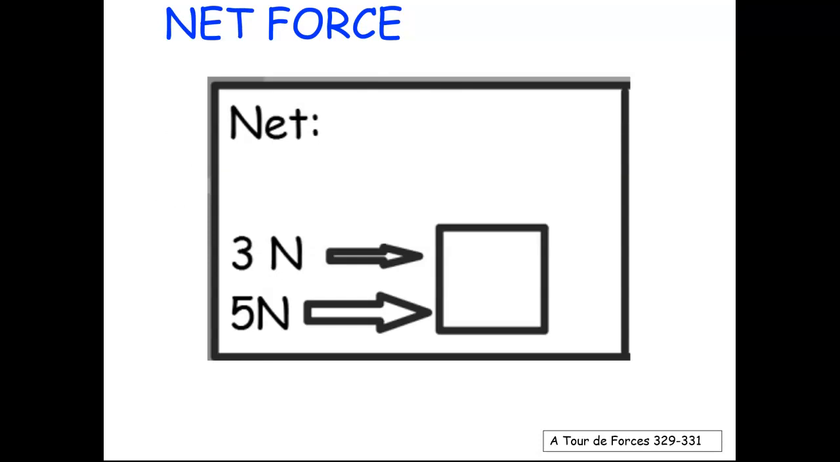So work this one out on your paper. The question would be, what's the net force? And what direction is the force in? Notice that the sizes of the arrows are different to show that magnitude piece. Since they're in the same direction, we're going to add 3 newtons to 5 newtons. And so the net force on the box would be 8 newtons to the right.